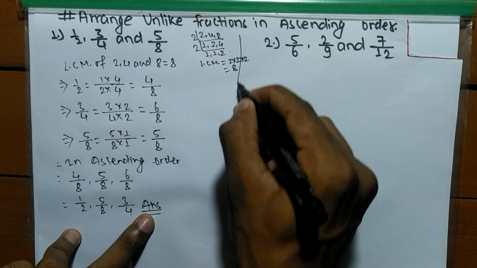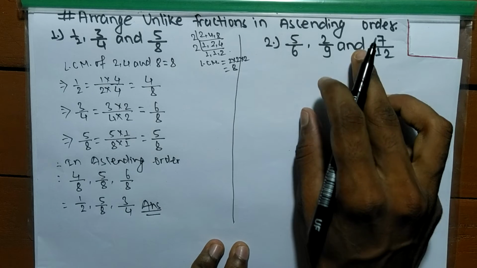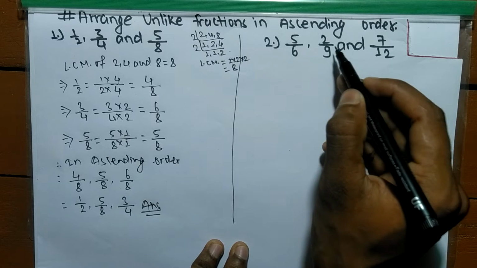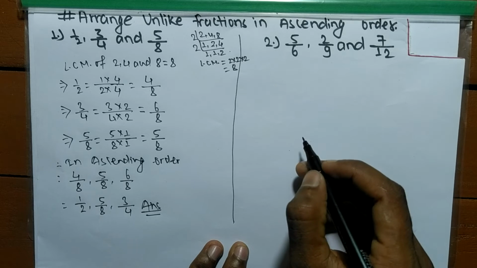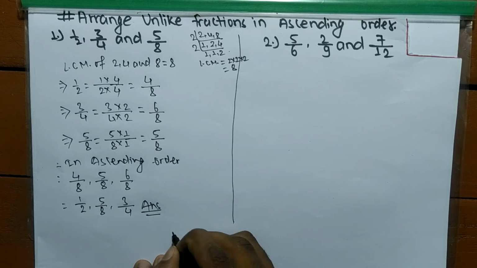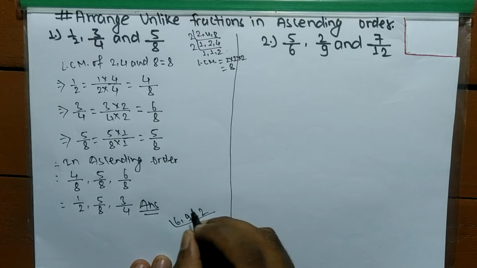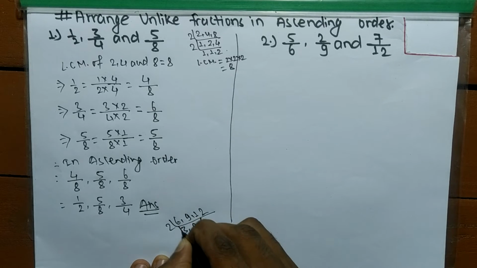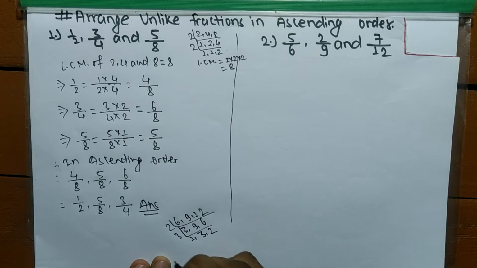In the same way, now we are going to solve the second problem, and we can arrange these fractions also in ascending order. The fractions are 5 by 6, 2 by 9 and 7 by 12. In the first step we have to take the LCM of the denominators 6, 9 and 12. So it is 2 times 3 means 6, 9 as it is, 2 times 6 means 12. Now 3 times 1 means 3, 3 times 3 means 9, 3 times 2 means 6.